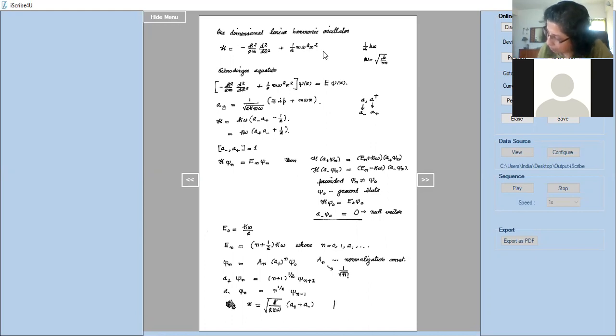And your p, on the other hand, is essentially i times h cross m omega by 2, under root, and this is essentially a plus minus a minus. So these last two formulae are required. All right, so let us now move on.